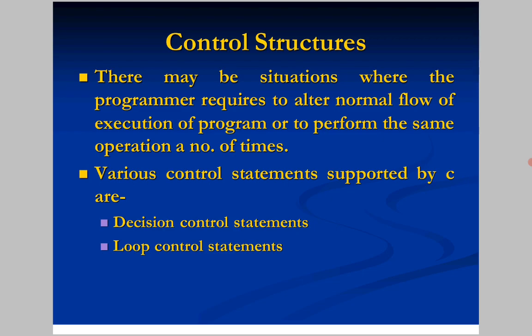So control statements are basically of two types. First one is conditional statements, and second one is looping statements or loops. There are five types of conditional statements or decision control statements used.